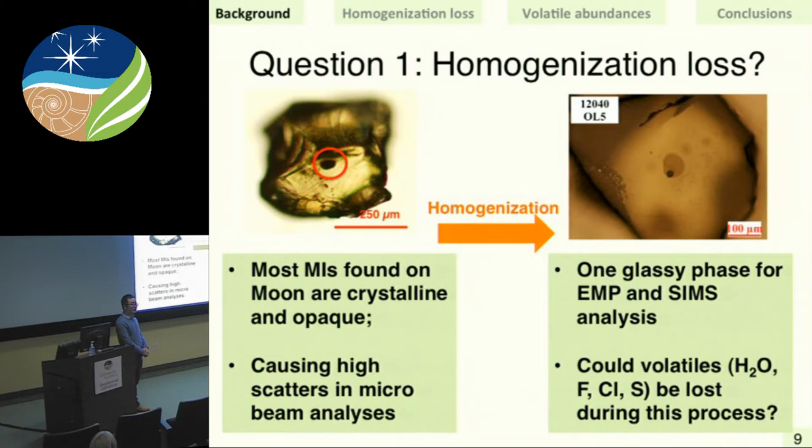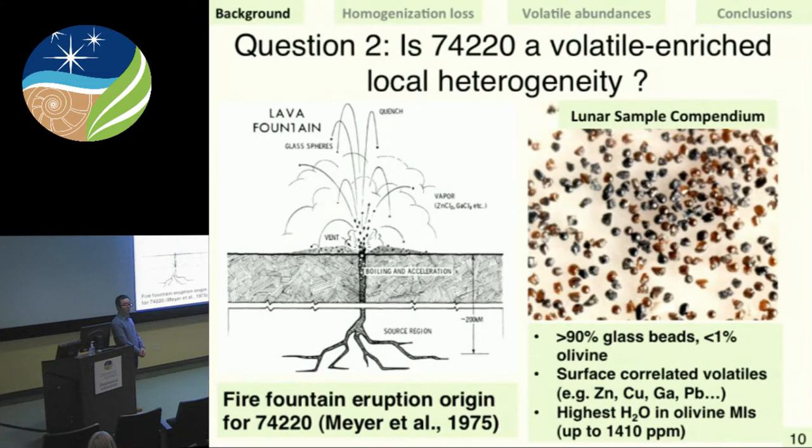One question is that we see low water-cerium ratios in the homogenized melt inclusions, but they have experienced high temperature during homogenization in the lab. Is it possible that they have low water-cerium ratios because they lost water during the homogenization? In the lunar samples, most of the melt inclusions we found are something like this, very opaque and highly crystalline. So it's usually necessary to do homogenization experiments so that we can have a glass phase for precise electron microprobe and SIMS analysis. But during this process, one concern is whether water and other volatiles can be lost.